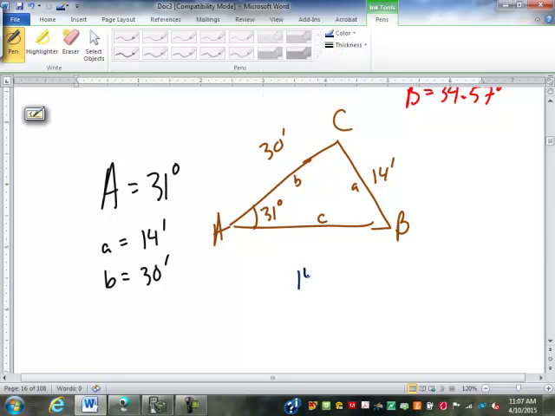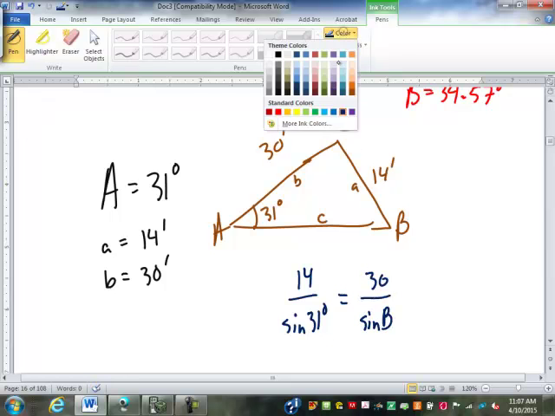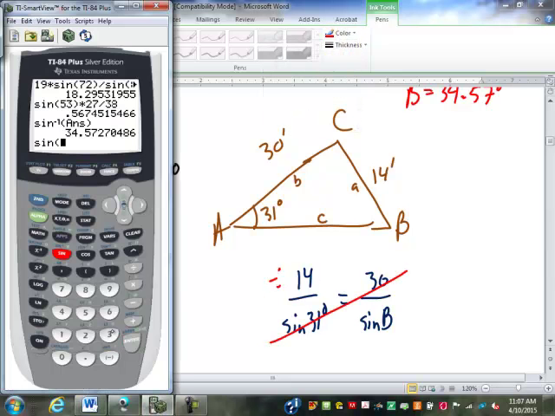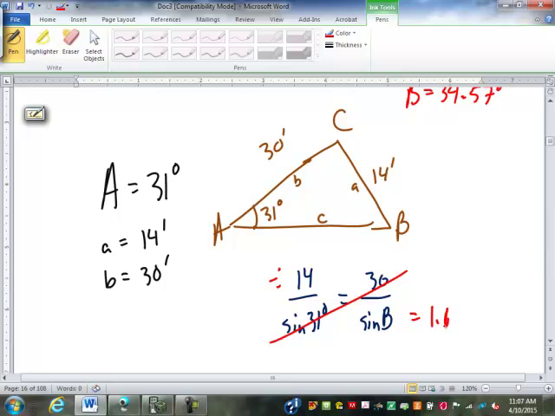If I put my 14 over the sine of 31 degrees equals 30 over the sine of B, once again, I'll cross multiply and divide. Sine of 31 times 30 divided by 14 is 1.1037. What's wrong there? You try to do an inverse sine, but I'm going to save you the trouble. What's wrong with this? Sine can never be larger than 1. If you try to do an inverse sine here, it'd give you an error.